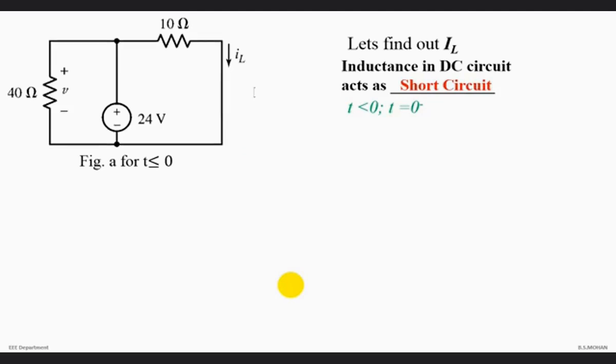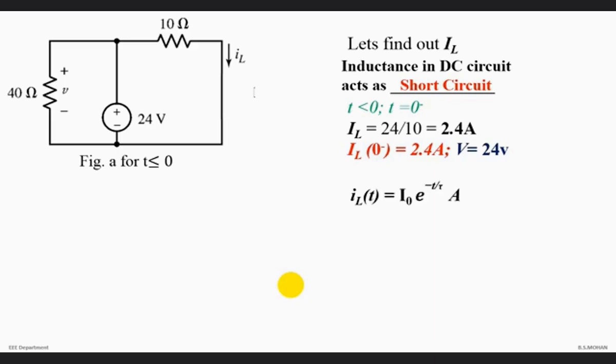Now, by Ohm's law, we can find the current, that is 2.4 amperes. So thus we can say, as we have seen in the derivation, that the current through an inductance does not change instantaneously. Thus we can say IL of 0 minus is equal to 2.4 amperes. Now, why do we find this?